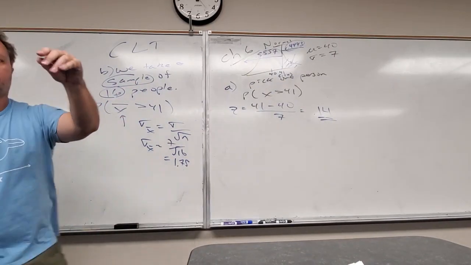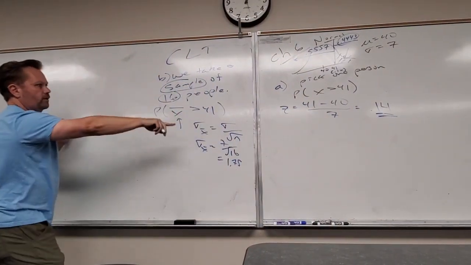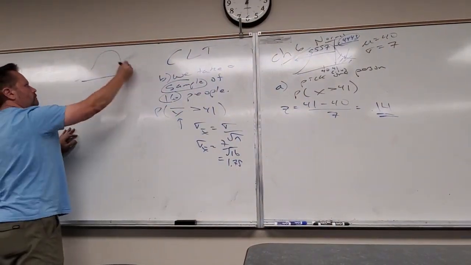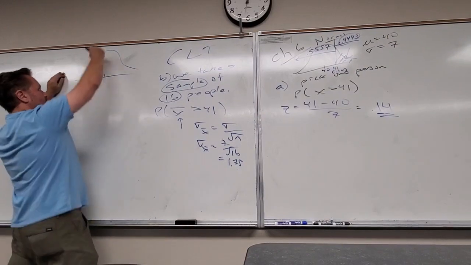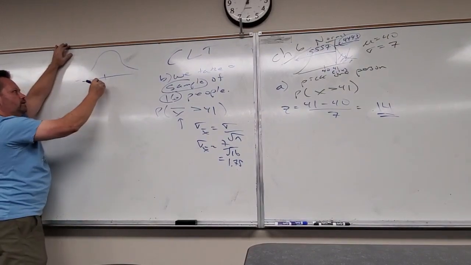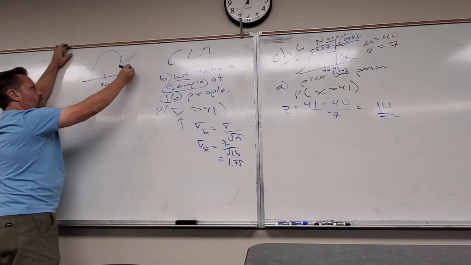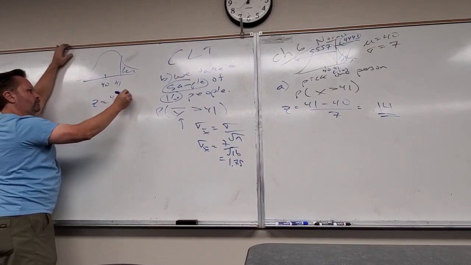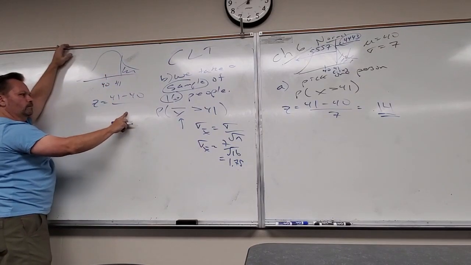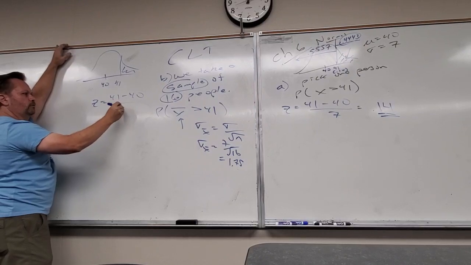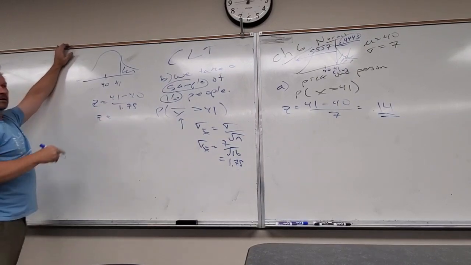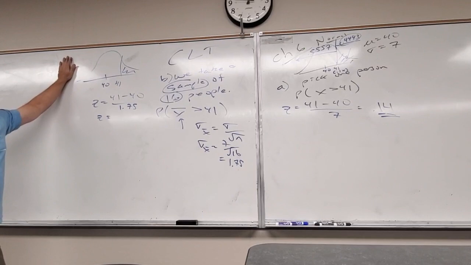So how do I finish this problem out? Well, I do all the same work. I still want to know greater than 41. Technically, this would be skinnier, but it doesn't really matter how you draw it. I still want to know greater than 41. I still got to make a z-score out of that, but what do I divide by now? 1.75. Let's see, that's going to be 0.56, I think.